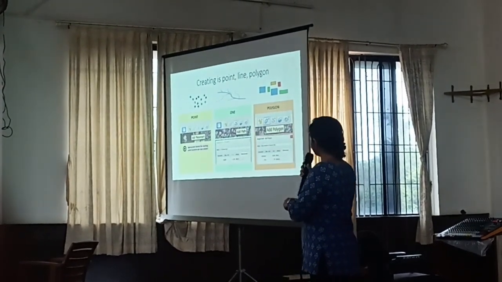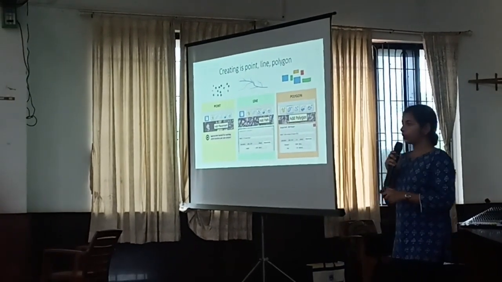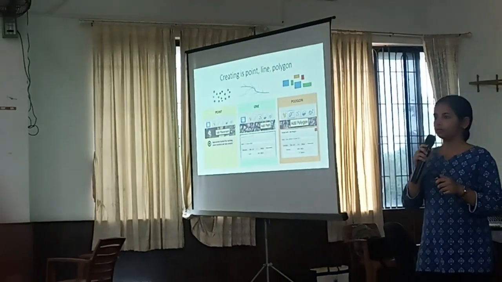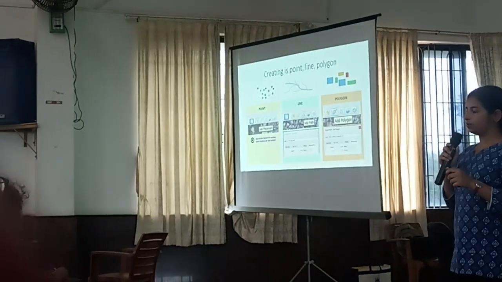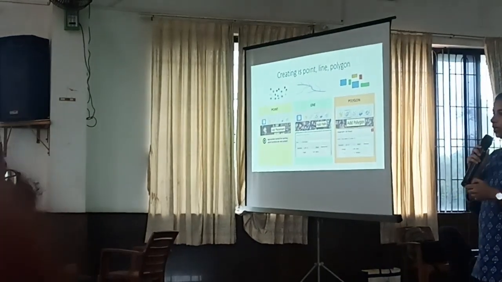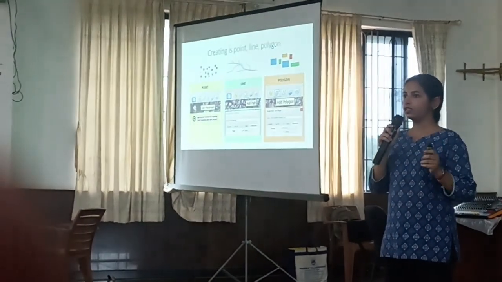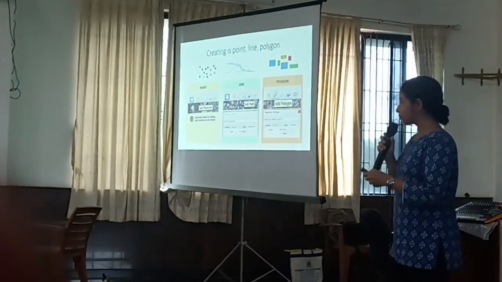Then finally is the polygon. That is the option called Add Polygon. Polygon also you can calculate the area and the perimeter. Easy? Not complicated, right? So now we will move on to the next, or is there any confusion till this point? Point, line, polygon is clear, na? This is the basics of spatial mapping.